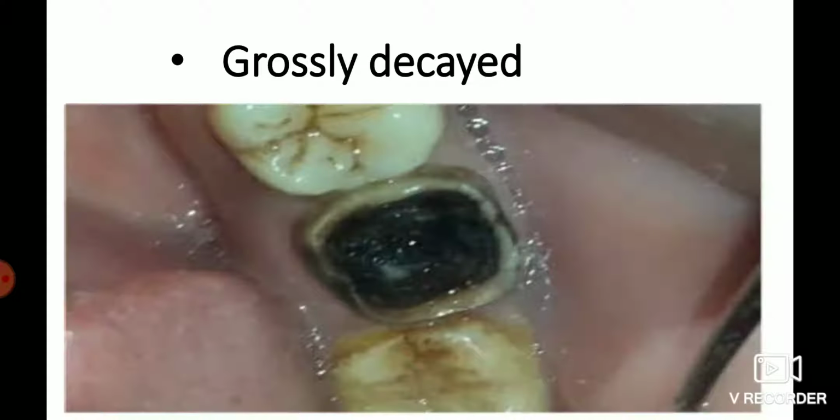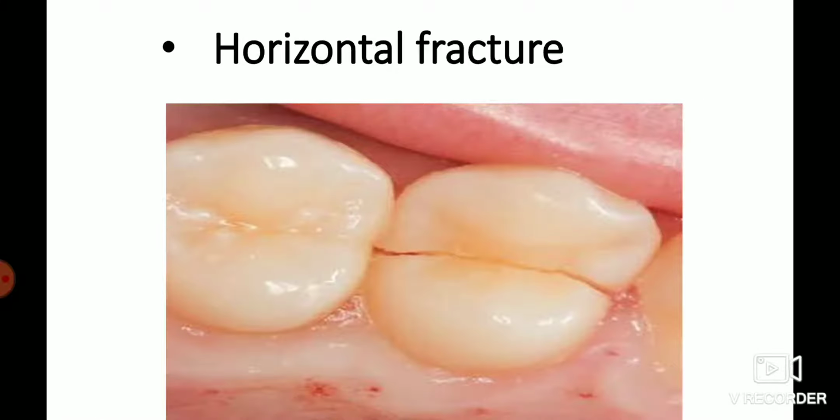Here you can see in this picture the tooth which is chronically affected. There is decay for a long period of time. So during extraction it might result in fracture of the crown as well as the root. In those cases you can split the crown as well as the root and remove the tooth entirely. Here you can see a horizontal fracture. If you see this type of case, you have to take a radiograph and check whether the fracture is limited only to the crown or is in the root as well.